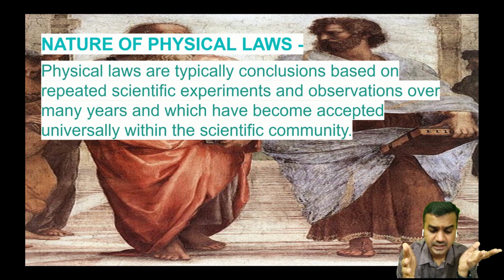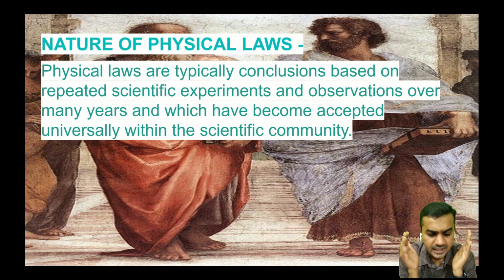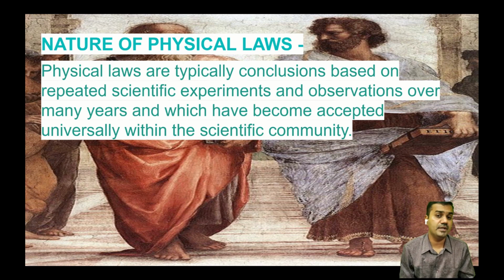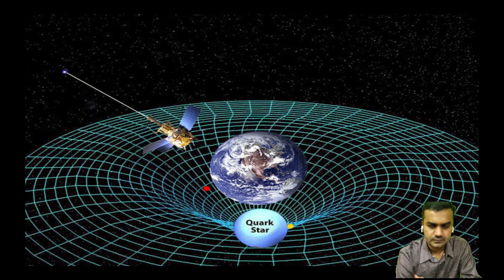We have taken so many years, and so many scientists are involved in this, and finally one person has given a law, and that law is accepted by the entire scientific community. Now they are called physical laws. If I take an example, the simplest one: you know that the planets revolve around the sun, and the moon and satellites revolve around the earth.